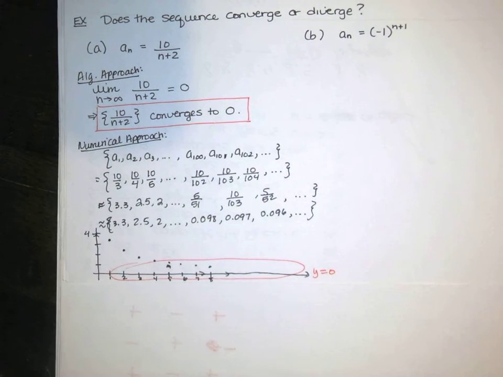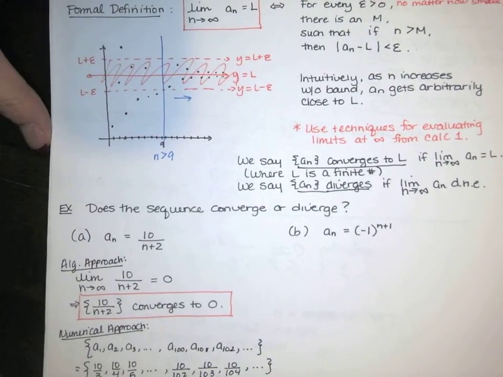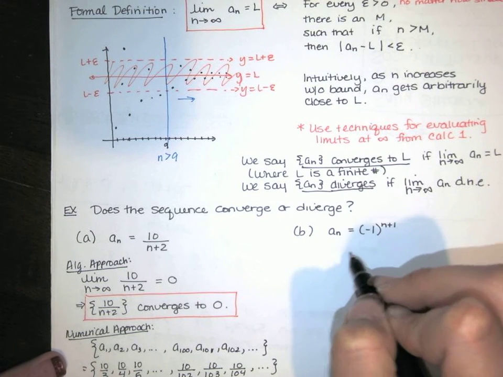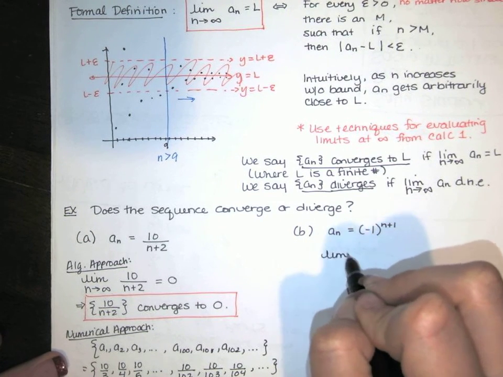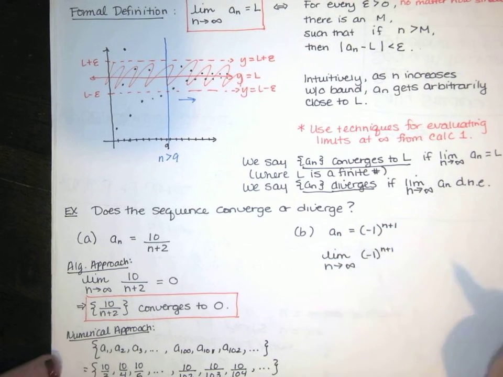Now let's look at this guy. Now you might be tempted to just write down the limit as n goes to infinity of -1 to the n plus 1.